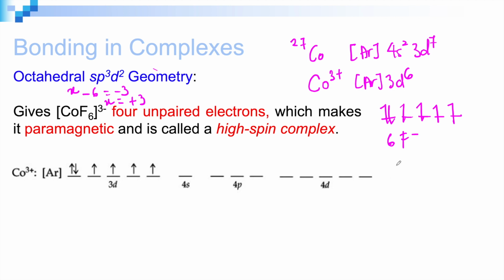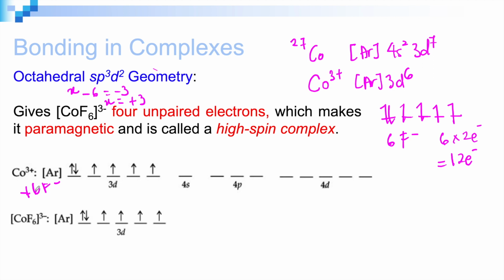So what happened here? Because we have 6 fluoro, in order to give hexafluoro, it will give you 6 times 2 electrons, 1 lone pair from each fluoride. So it will give you 12 electrons. After the 3d, we have the 4s, 4p, and also the 4d. So this cobalt 3+ reacts with 6 fluoride, and you get this complex ion.